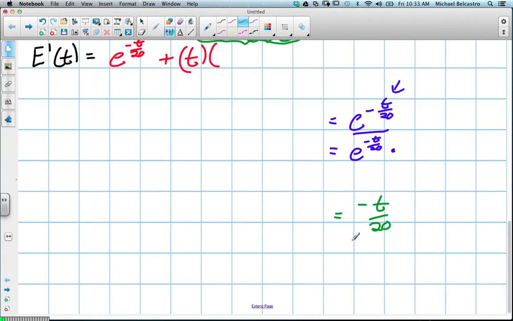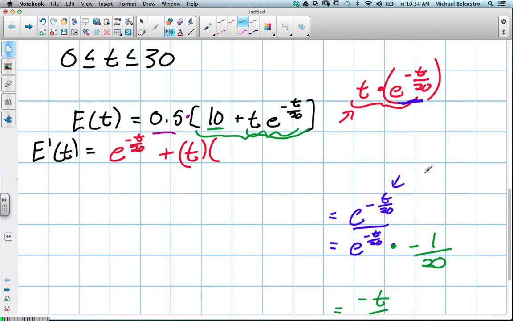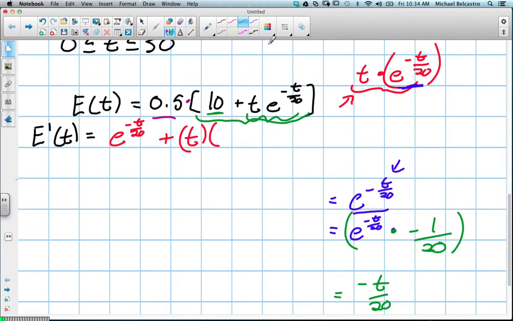I'm going to break that so it looks more like a variable and a coefficient. So it looks like negative 1 over 20 times t. This is much easier to derive. What is the derivative of that? Anyone know? Negative 1 over 20. So that means we'll need to multiply by negative 1 over 20. Let's scroll back up here. This is what we'll be putting into this bracket here.